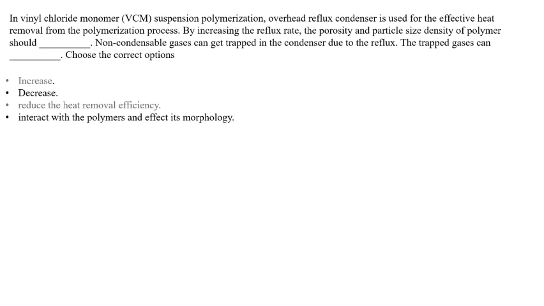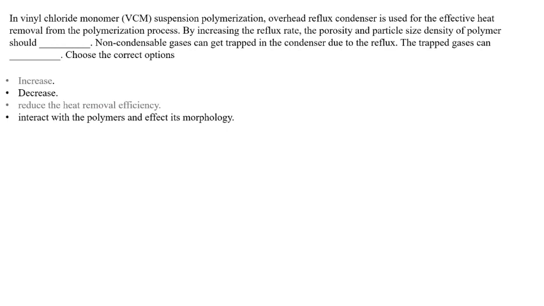In vinyl chloride monomer, VCM, suspension polymerization, an overhead reflux condenser is used for effective heat removal from the polymerization process. By increasing the reflux rate, the porosity and particle size density of the polymer should increase. Non-condensable gases can get trapped in the condenser due to reflux. The trapped gases can reduce the heat removal efficiency, interact with the polymers, and affect its morphology.